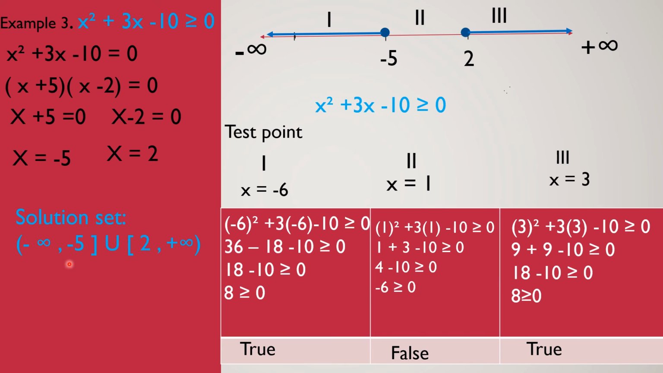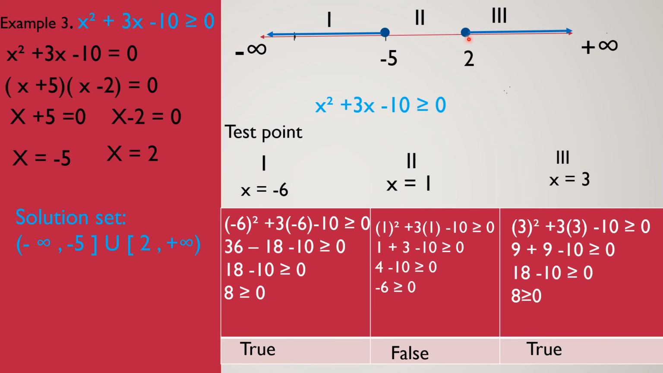Then, comma, negative 5. And you've seen here I have a close bracket. So bracket here because negative 5 is included. So the bracket means the integer is included as part of the solution. If not, you use parentheses. Okay? And then, union. That's the symbol for union.